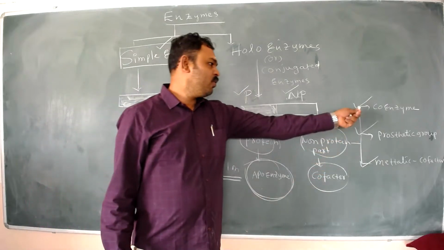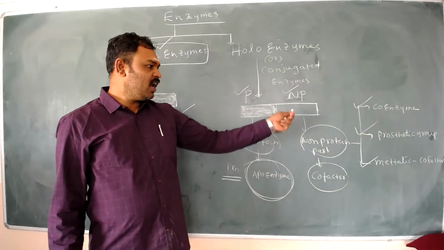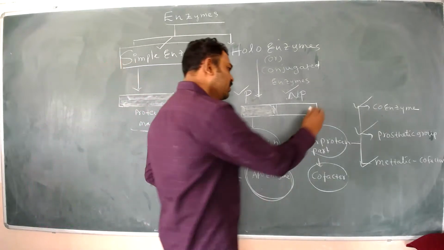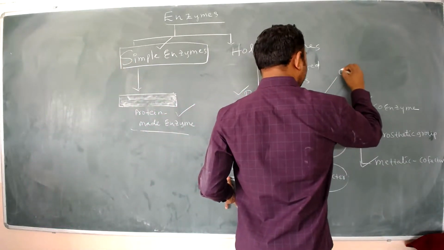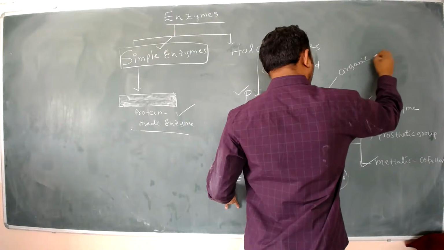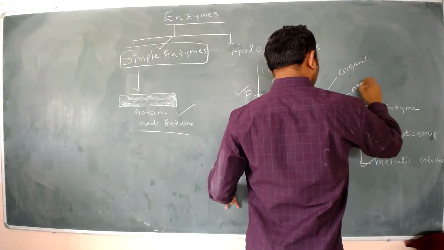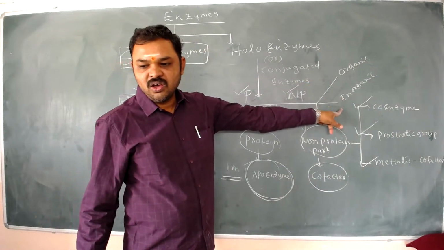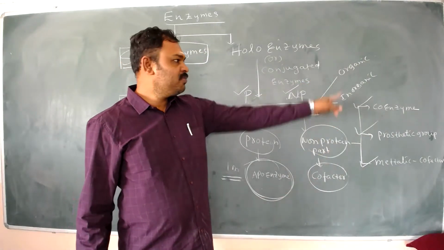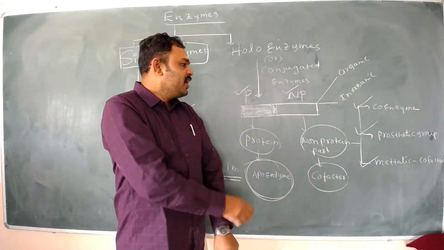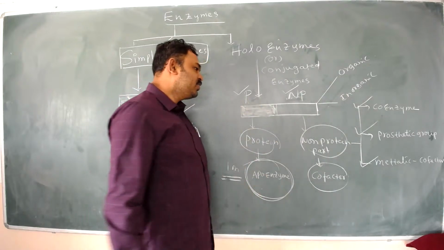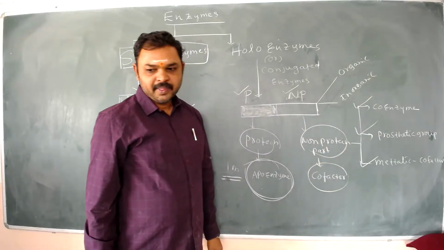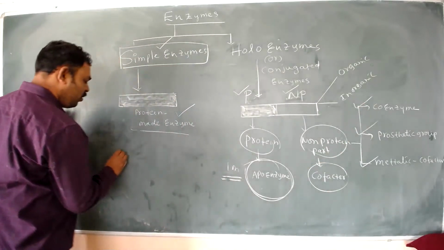What is meant by coenzyme? The non-protein part may be made of organic composition or inorganic composition. If it is made of organic composition and loosely binds to the protein part, it is called a coenzyme. You see, this is a holo enzyme.